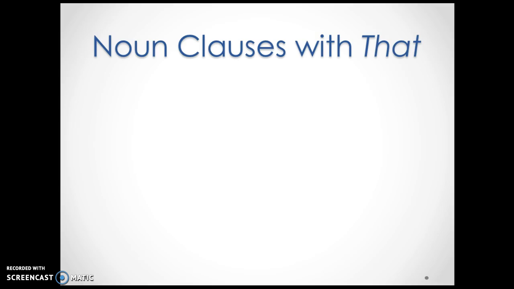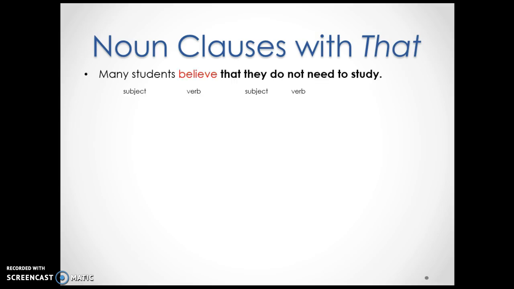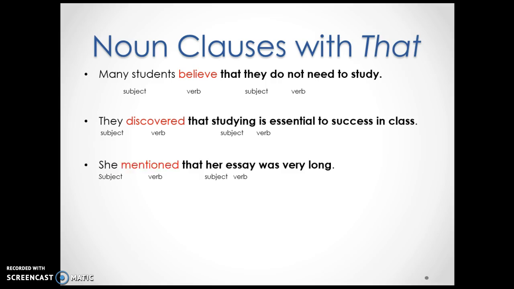Let's look at a couple more examples. Notice that in all of these sentences, we have an independent clause. For example, many students believe. And then in the object, we put in a noun clause. So this whole thing right here is the object noun clause.